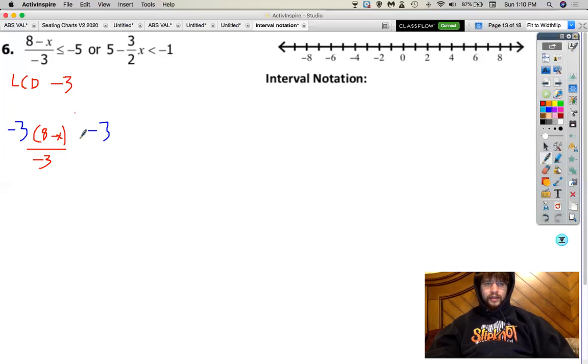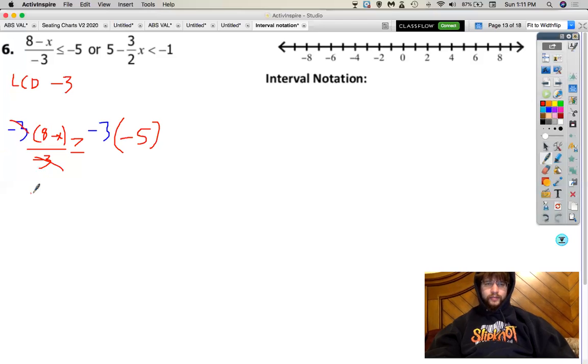Now I'm going to multiply by negative, so flip it. Greater than or equal to negative 3 times negative 5. Whenever we flip it, we just change the direction. The equality doesn't change, only the direction of your inequality part. So if it was less than, now it's going to be greater than. If it's greater than, then it's going to be less than. Whenever we multiply by negative, it just changes direction.